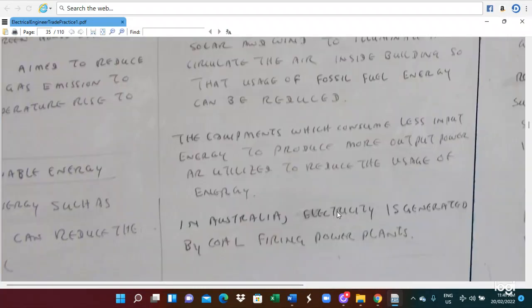So this is the electricity in Australia. Electricity is generated by coal-firing power plants, so the more electricity you use, the more coal is fired and the more pollution can happen. Therefore, energy reduction is also an important aspect.